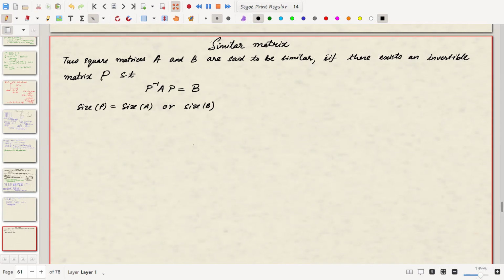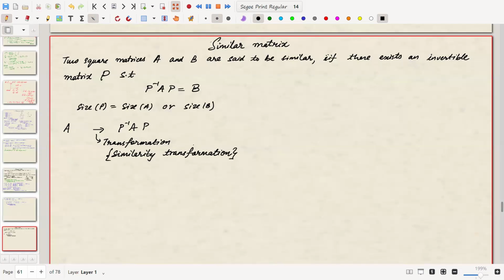You see that I had previously a matrix A. Then I transformed matrix A into P inverse AP. This transformation is usually referred to as a similarity transformation. You do the transformation to check for the similarity of the matrices, and therefore it is known as a similarity transformation.